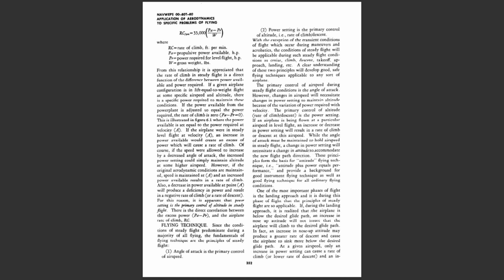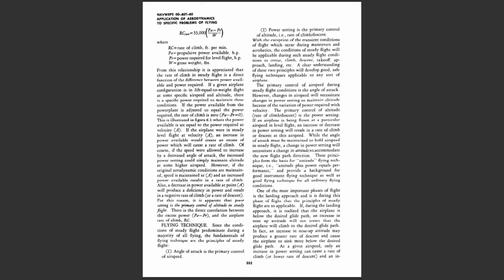However, if the original aerodynamic conditions are maintained, speed is maintained at A, and an increased power available results in a rate of climb. Also, a decrease in power available at point A will produce a deficiency in power and result in a negative rate of climb, or a rate of descent. For this reason, it is apparent that power setting is the primary control of altitude in steady flight. There is a direct correlation between the excess power, PA minus PR, and the airplane rate of climb, RC.